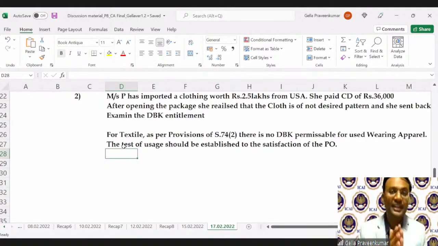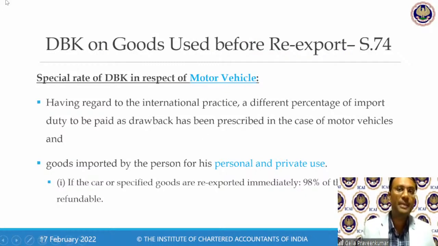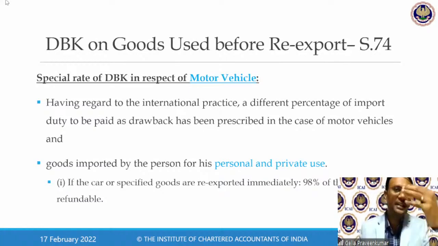But the matter here is, even though it is a wrong consignment, because P has opened that box, what is the guarantee that she hasn't used this particular textile? So as long as there is no proof to the satisfaction of the proper officer that this wearing apparel has not been put to use, the drawback will not be entitled. Right? This is my reasoning in relation to the time limit which they have given. There is a time limit of 2 years within which the goods have to be sent back.